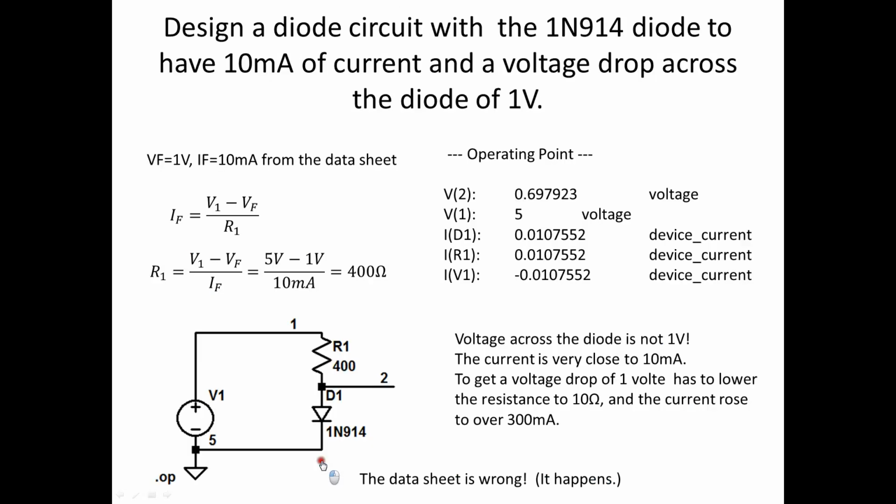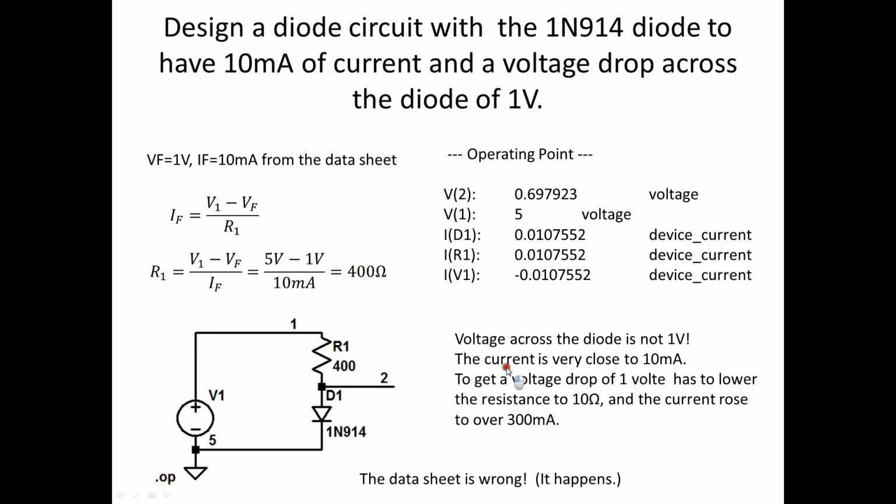All right, well, let's see what we get. So if the forward voltage is 1 volt and the forward current is 10 milliamps, and I want to have 10 milliamps in this circuit, all I have to do is solve for R1. Well, I can rearrange this equation to solve for R1: V1 minus VF, 5 volts minus 1 volt, divided by the forward current, 10 milliamps, gives me 400 ohms.